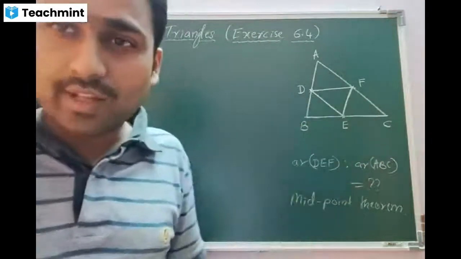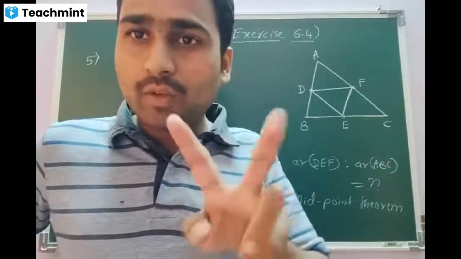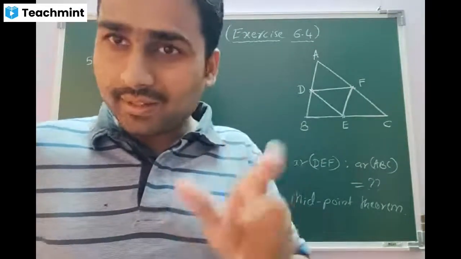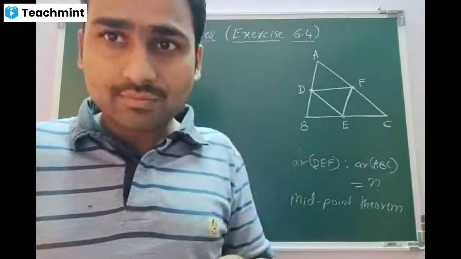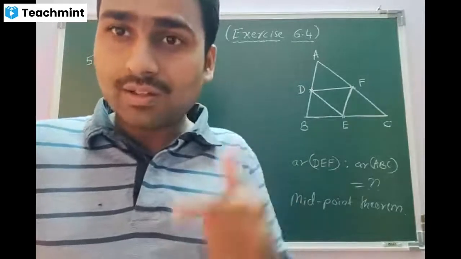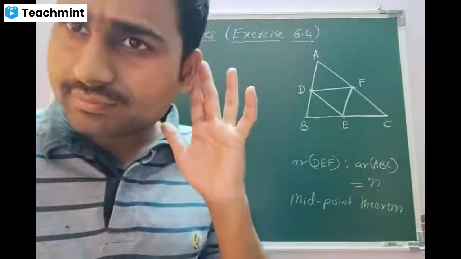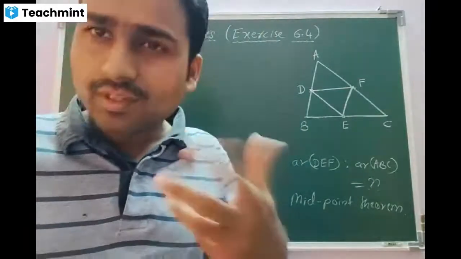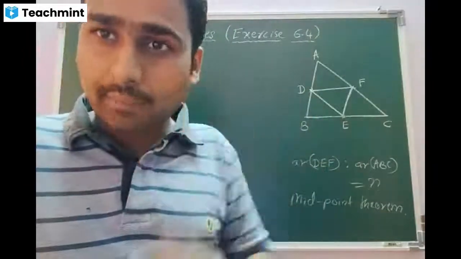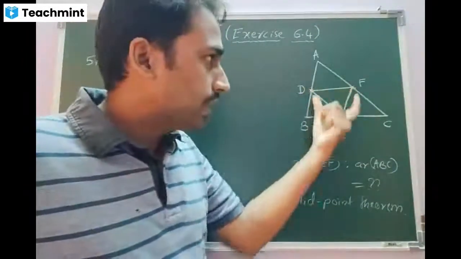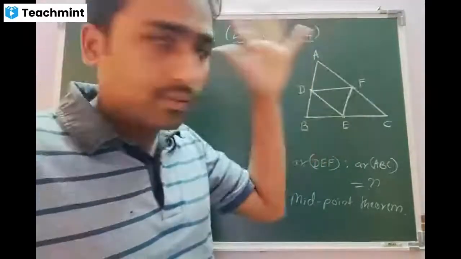What was the midpoint theorem? A straight line joining the midpoints of any two sides of a triangle. I repeat, a straight line joining the midpoints of any two sides of a triangle is parallel to the third side and equal to half of the third side. Am I right? What does it mean? In this triangle, beta, I can apply the midpoint theorem 3 times. The first with DF, then with EF, then with DE. Are you getting the concept?